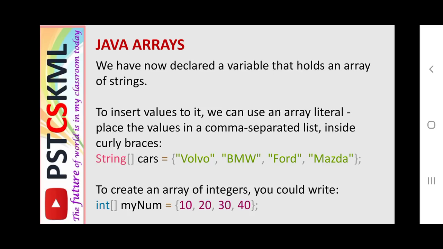Okay, to create an array of integers, you write down int bracket myNum as an example of a variable. Then we have equal and a left brace 10, 20, 30, 40 and a right brace and semicolon. So now we can compare the string and int. String means you insert text into an array. Meanwhile, int is a number, you insert numbers into an array. That's the difference between string and int. Before this, we learned one single variable can only store a single value. But when we use arrays, a single variable can store multiple values inside it.